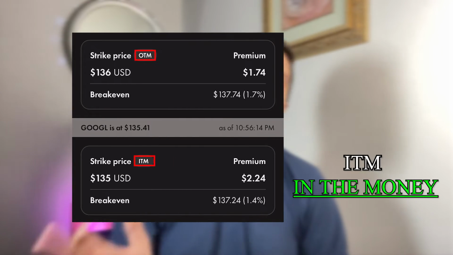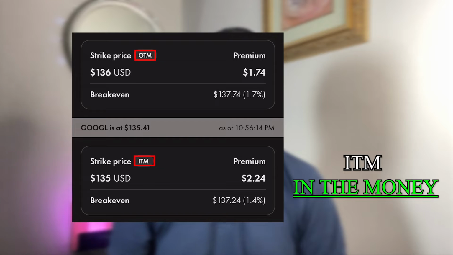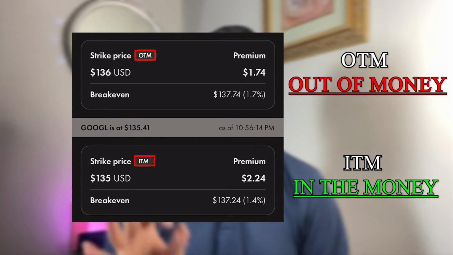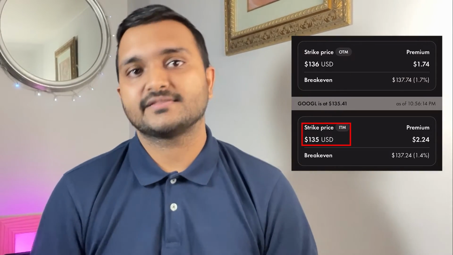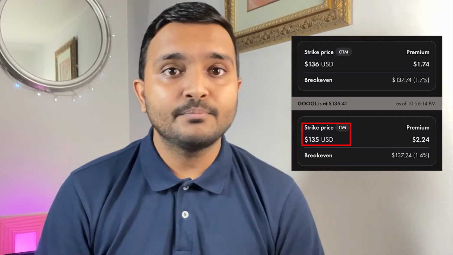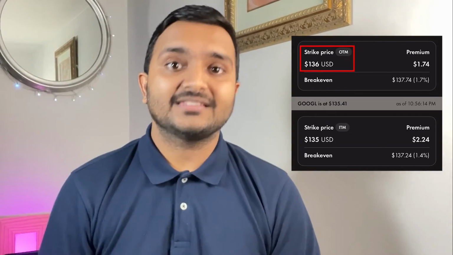ITM stands for in the money contract and OTM stands for out of the money contract. So if the stock price is higher than the strike price, it's called in the money. This means the contract is in profit, but actually it's not profitable yet when you consider the premium cost you paid. So it's always better to look at the break-even price. On the other hand, if the stock is lower than the strike price, it's out of the money, which means it's currently in a loss position.